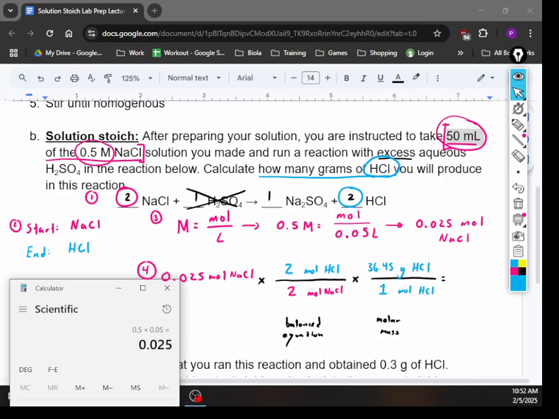Alright, so let's plug in our numbers. So 0.025 times 2 divided by 2 times 36.45, and that'll give you 0.91. Close enough. Either way, you'll be good. 36.45 versus 36.46. I'll do it your way, though, because that is technically more correct. My fault. Okay, and you'll get 0.911. Really doesn't change your answer at all. I'll just do 0.91 grams of HCl.